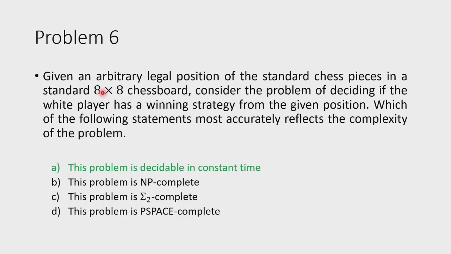So the number of possible chess positions starting from a given position is constant. And all you have to do is go through all of those positions and see if white has a winning strategy. So basically you have to go through a lot of positions, but the number of positions that you have to go through is constant. It's a huge constant, maybe something like 32 to the 64, but still it's a constant number.